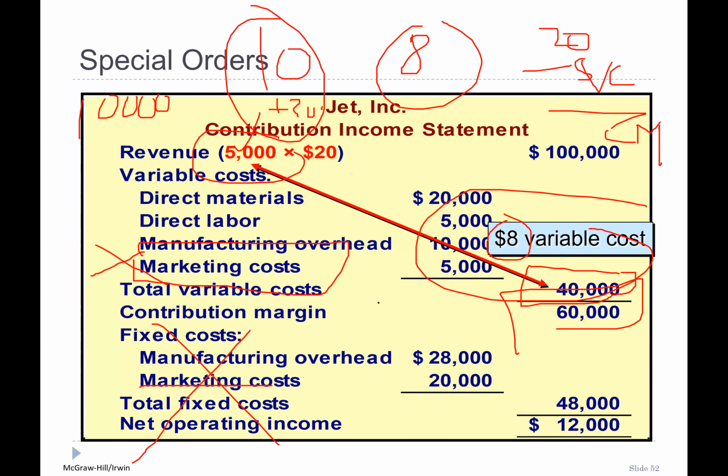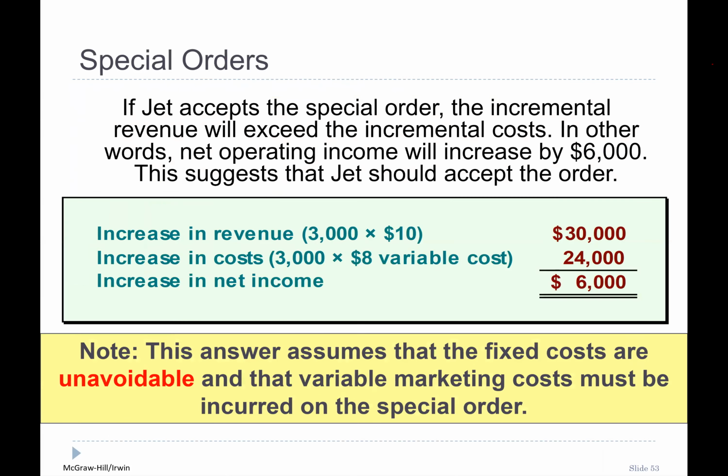So 8,000 total capacity, we can still make that, right? So even if we avoid this $1 of marketing cost, our variable cost would be 7. Even then, it is profitable, right? 10 is greater than 7 and 8. So we just accept this order. That's it. If Jet accepts the order, the incremental revenue will exceed the incremental cost, so the net operating income increases by 6,000. Simple. He gave us 3,000 multiplied by 10, $30,000 worth of order. And what is the incremental cost? 24,000. It is still profitable, right?